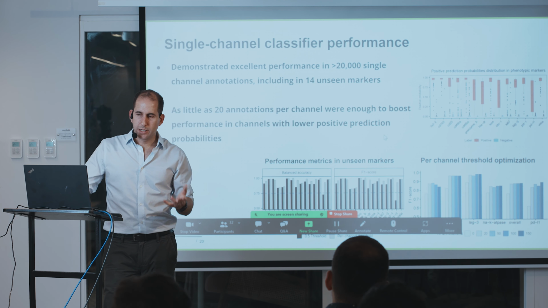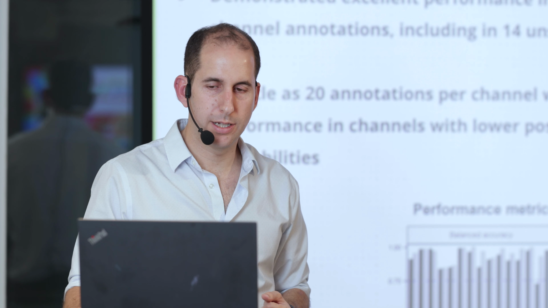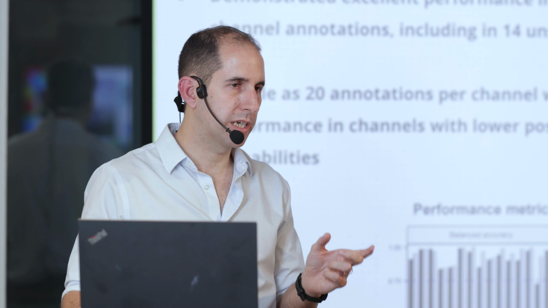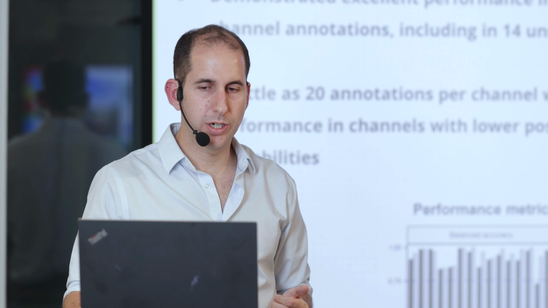So the first thing that we did is check its performance in the same data set that it was trained on. And we saw excellent performance in more than 20,000 single channel annotations, including in 14 unseen markers. Here we can see the positive and negative distributions in each marker, including the phenotypic markers it was not trained upon. And you can see that there is some variation in the positive probability, and that is mostly due to the different signal to noise ratio which each antibody has. So in some cases, it's a little bit harder for the model to decide whether it's positive or negative.